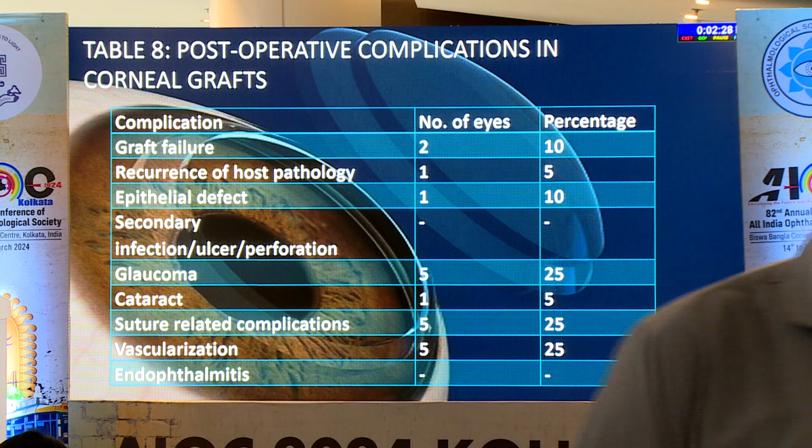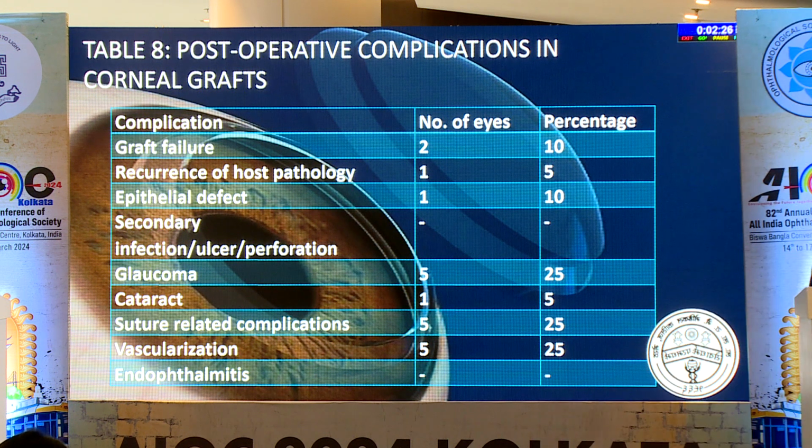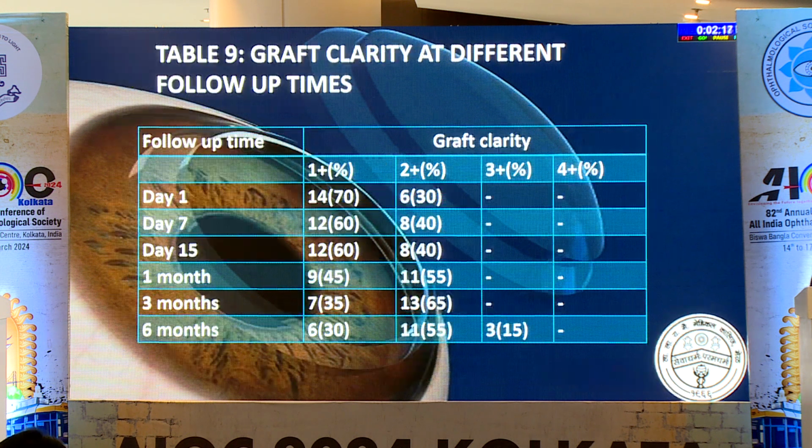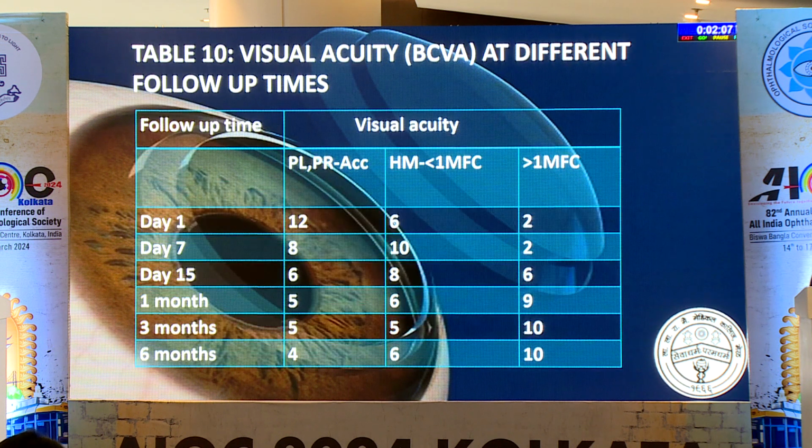And this is the table showing post-operative complications in corneal grafts. In our study, glaucoma, suture-related complications, and vascularization were the commonest, that is 25% each, and other complications were also there. This is the table showing graft clarity at different follow-up times. We can see that at the end of 6 months, 3 patients were having 3-plus graft clarity, and 11 patients were having 2-plus graft clarity.